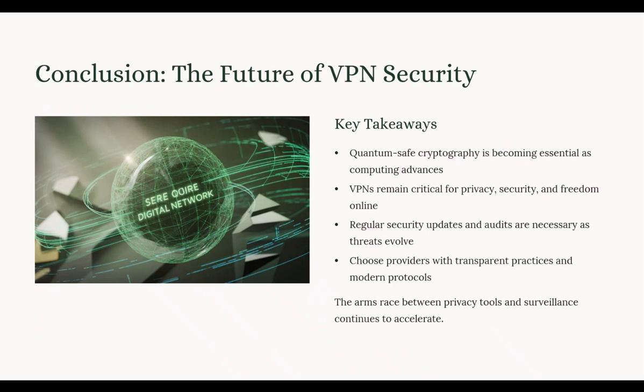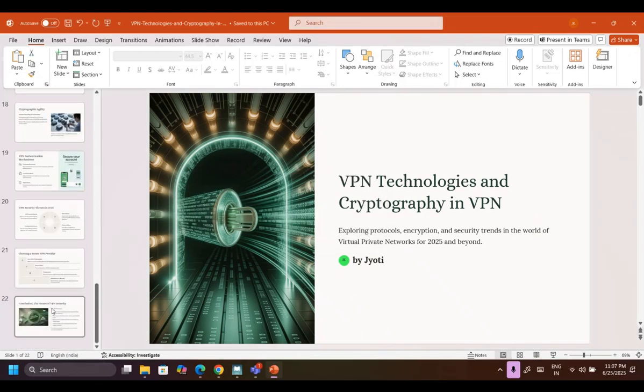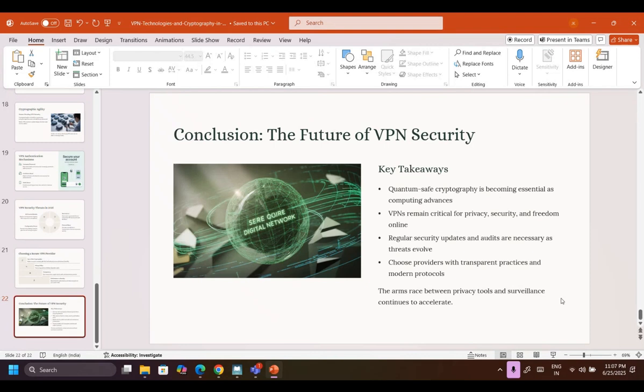So, we've talked about the various components of VPN, the VPN functions, types of VPNs, and the very important cryptography in VPN. Lastly, the conclusion is the future of VPN security. The key takeaways are that quantum-safe cryptography should be used. Cryptography has become essential in computing advances.